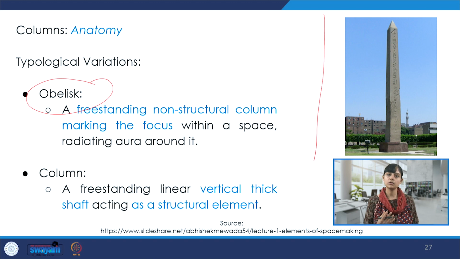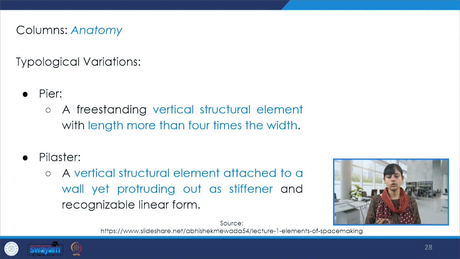And of course, a column is freestanding, linear, vertical. It's a thick shaft and it majorly acts as a structural element. We also come across the term pier, and it is a vertical structural element where the length is more than 4 times the width. Then there is a pilaster. It is also a vertical structural element. It is attached to a wall, yet it is protruding out as a stiffener. So it has a very recognizable linear form.